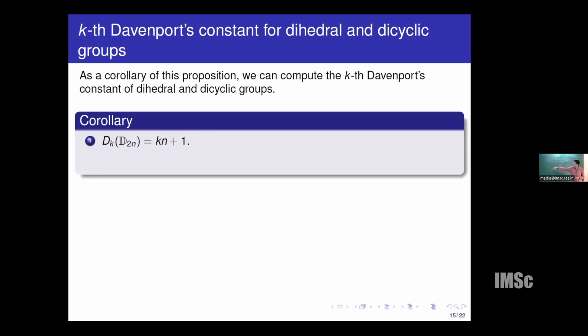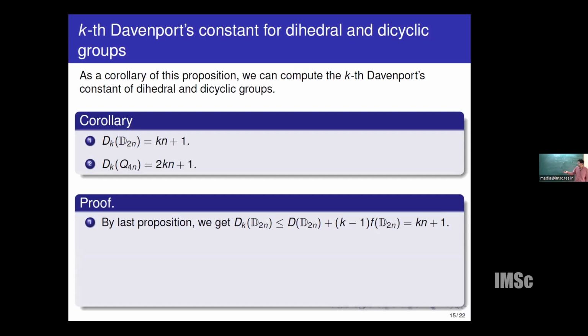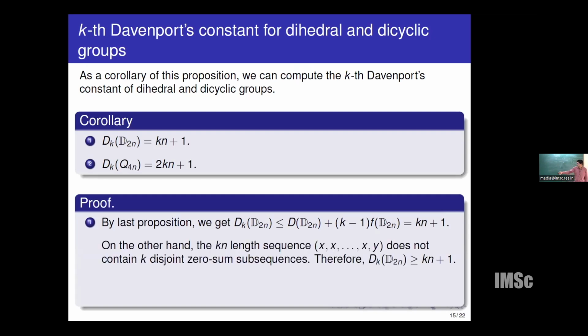And this allows us to show that Dk of D2n is kn plus 1 and Dk of Q4n is 2kn plus 1. Why? Because this proposition will give us these upper bounds, and for the lower bound we take the sequence which consists of kn minus 1 many copies of x and 1 copy of y. From this we cannot extract k many zero sum sequences. That is easy to see because you cannot involve the y at all, and from kn minus 1 many copies of x you can get at most k minus 1 zero sum sequences. And for Q4n a similar proof will work.